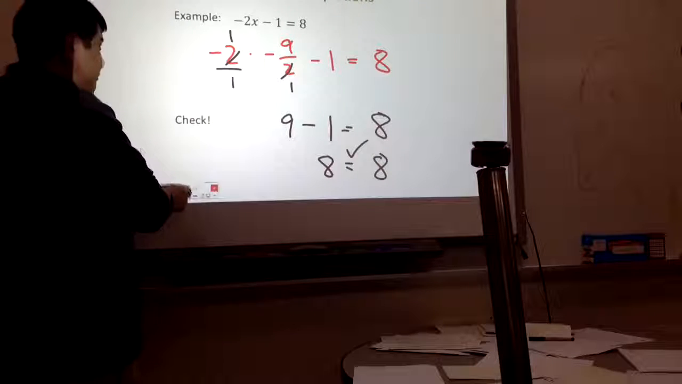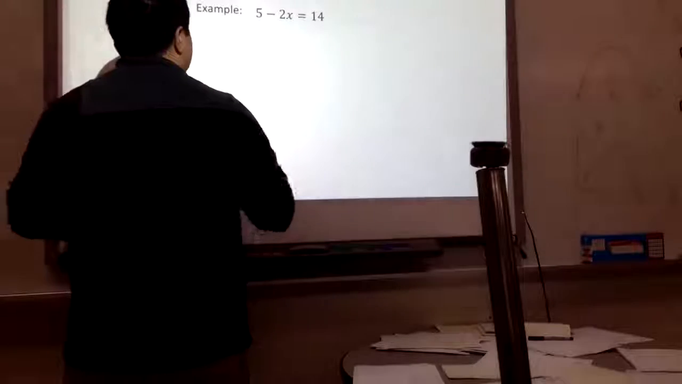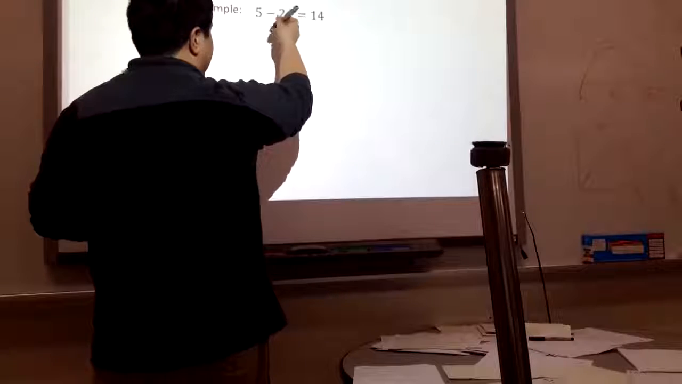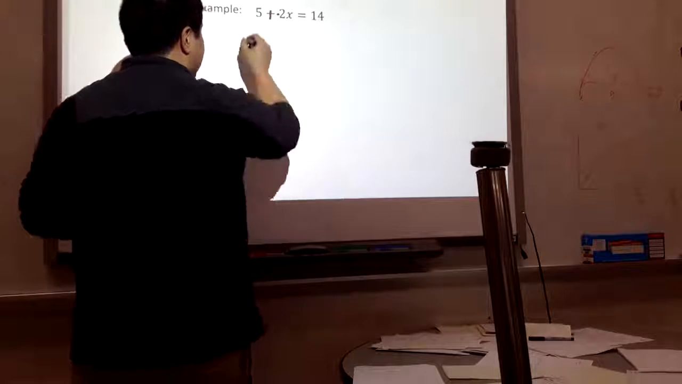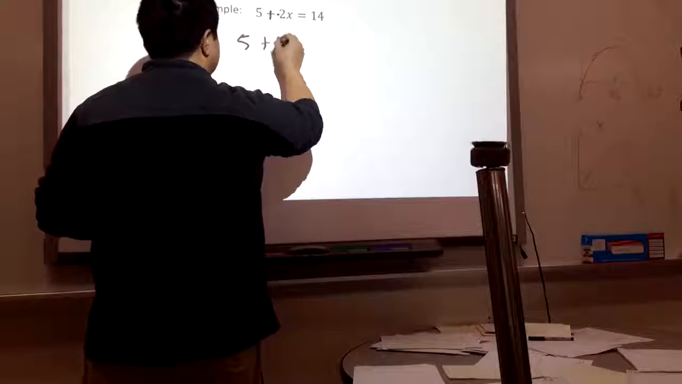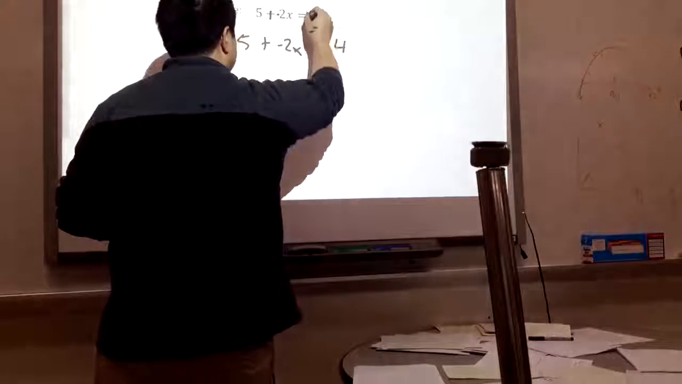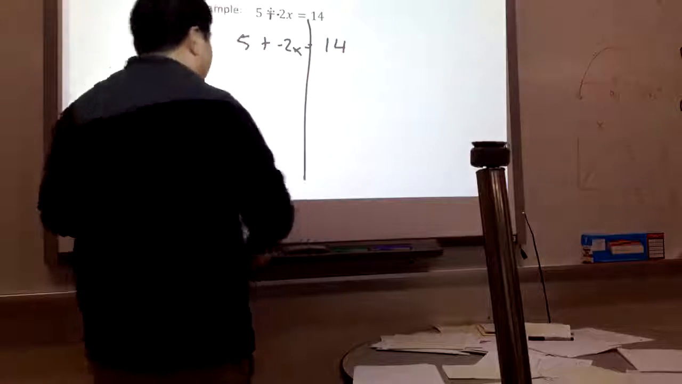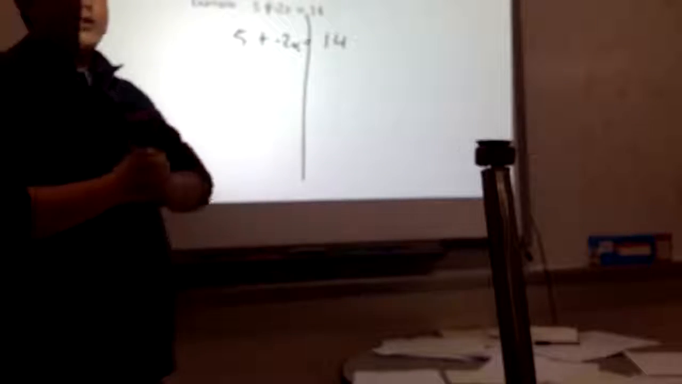The last one we're going to do today is this one. Before starting this one, whenever I see a minus sign and a term, I'm going to change this to addition of the opposite, so we get 5 plus negative 2x equals 14. It's the same thing. It's just going to make things a little bit easier for us. Go ahead and try this one on your own, and we'll see if it's correct.